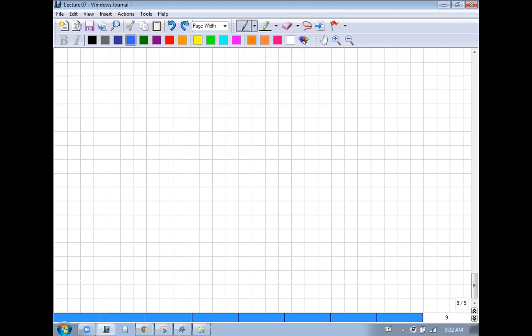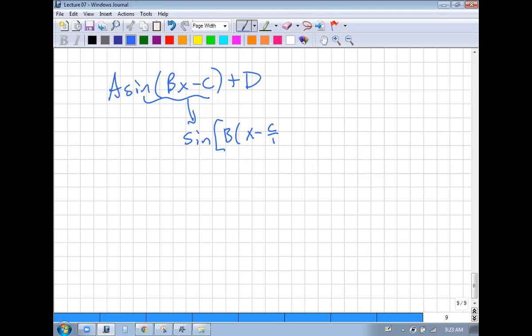And here's the trick. You got a sine of bx minus c. That's the way they write it, right? Let's look at this part right here. I could factor the b out. This would be an x minus c over b. All right. The shift is what's being subtracted from the x, not what's being subtracted from bx. You see, so the shift is getting compressed or stretched as well. Okay. So that's the only tricky part.